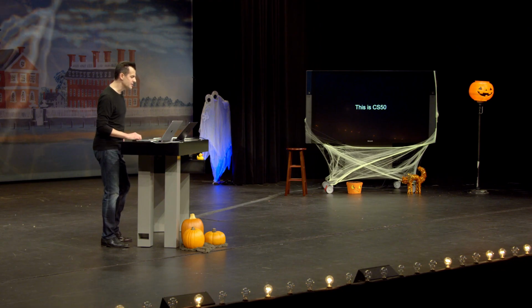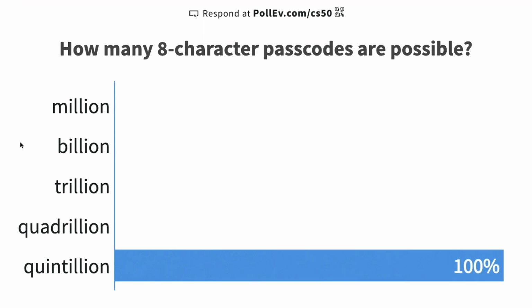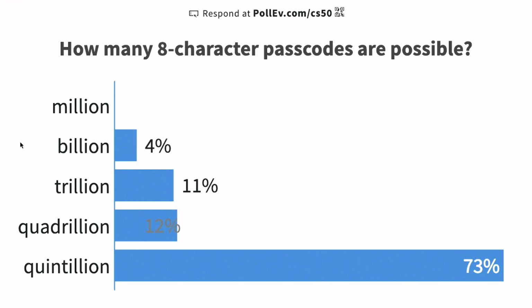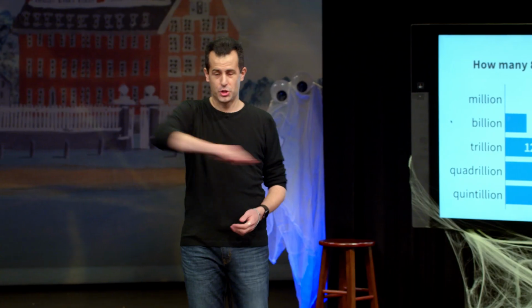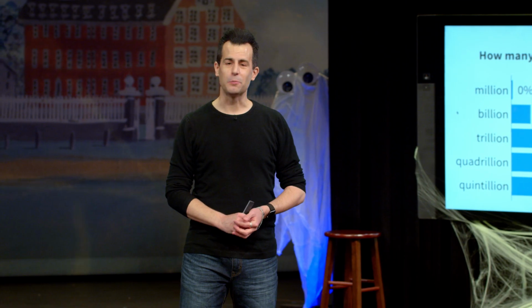And the question here is going to be how many 8-character passcodes are possible. And this time I'm kind of waving my hand at it. I didn't even bother doing the math precisely yet. But I'm proposing that it's roughly a million, a billion, a trillion, a quadrillion, a quintillion. Some of you are perhaps noticing a pattern here, and you went straight for quintillion. That bar jumped up really fast. So maybe you're right. Good instincts, perhaps.